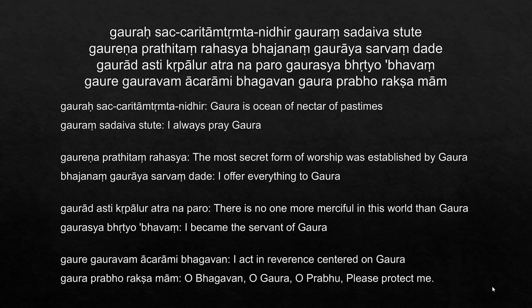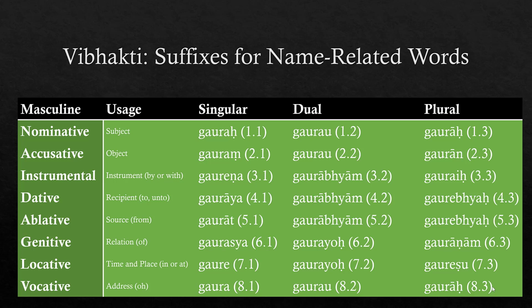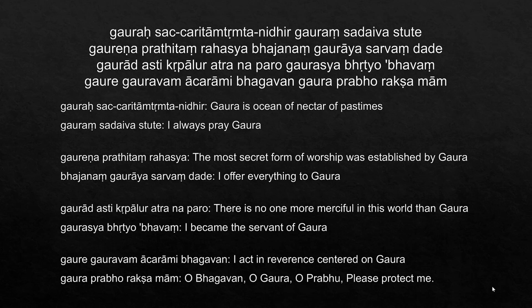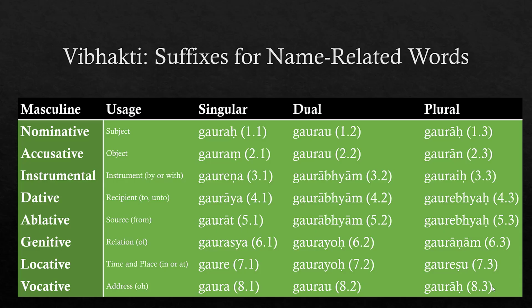And the last one, Gaura prabho rakshamam. O Bhagavan, O Gaura, O Prabhu, please protect me. So we're calling out to him. When we're calling out, it becomes the 8th line, and that is why it is Gaura. Like in the Hare Krishna mantra, we're calling out. There, all the words are in the 8th case. For both Hari and Hara, the 8th vocative is Hare. That is why when we say Hare Krishna, Hare can mean both Hari and Hara, because for both of them the 8th line is the same.